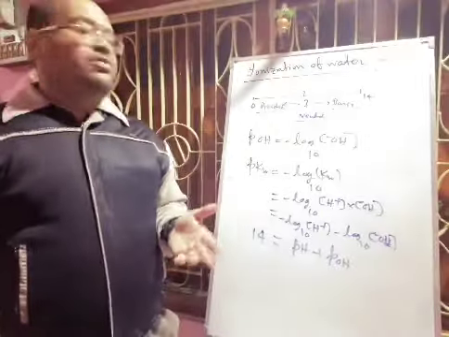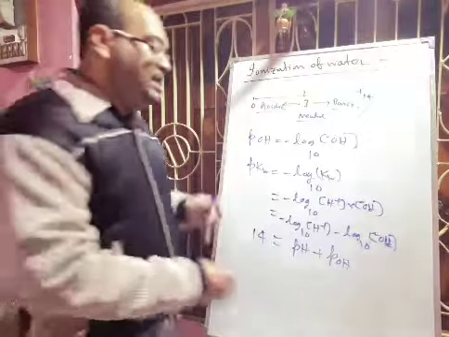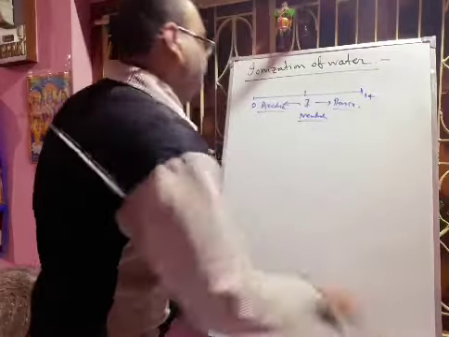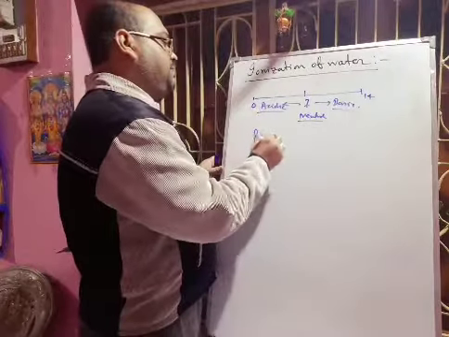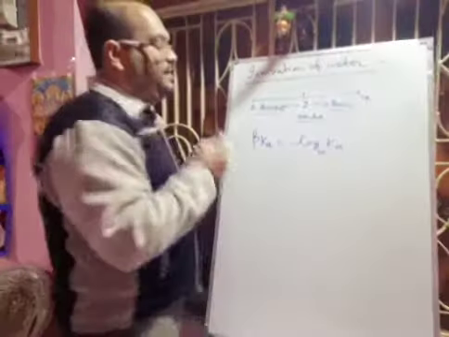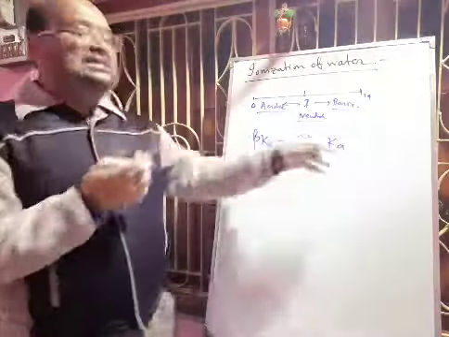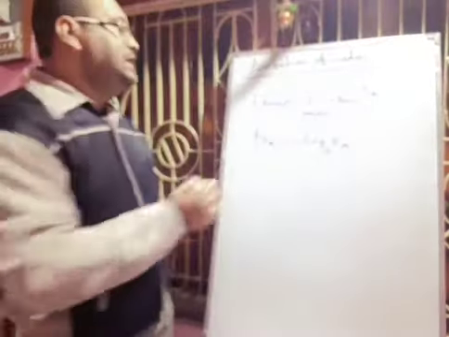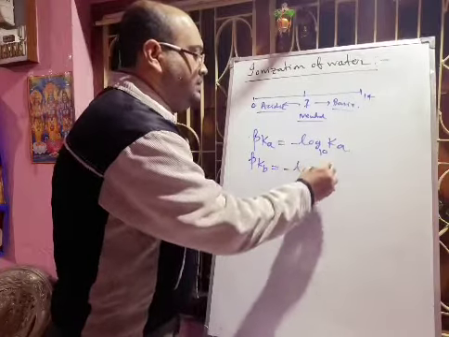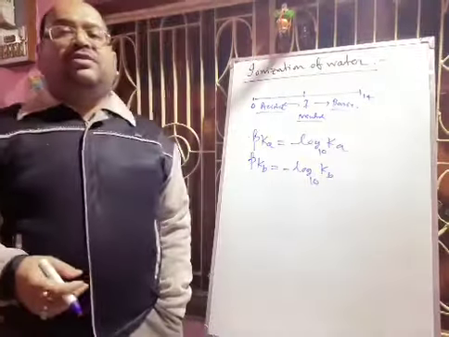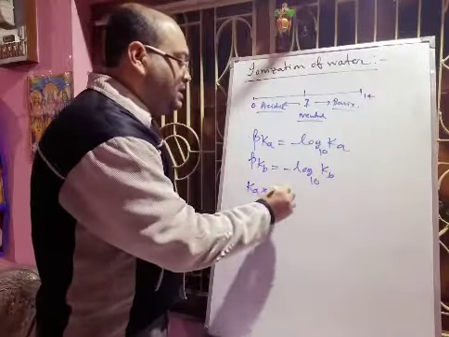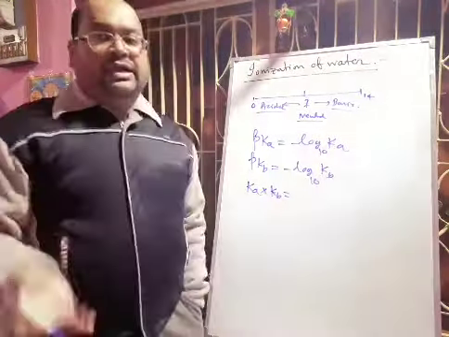In the same way, we can write that pKa is equal to minus log base 10 Ka. So Ka is what? Dissociation constant of the acid. In the similar way, you can write pKb is equal to minus log base 10 Kb. Kb is the dissociation constant of base, and from here you can write that Ka into Kb is equal to Kw.